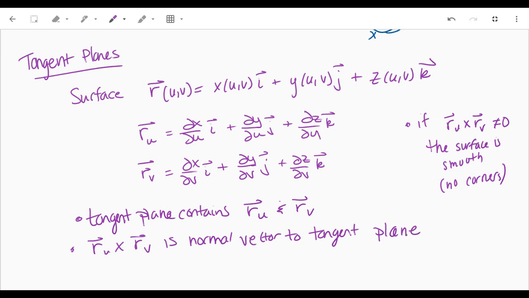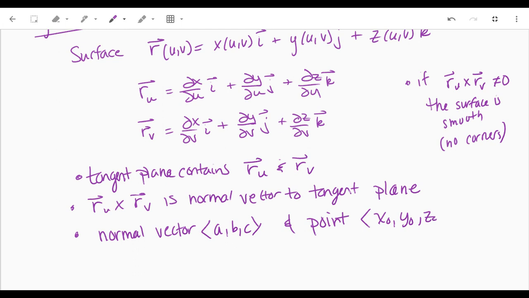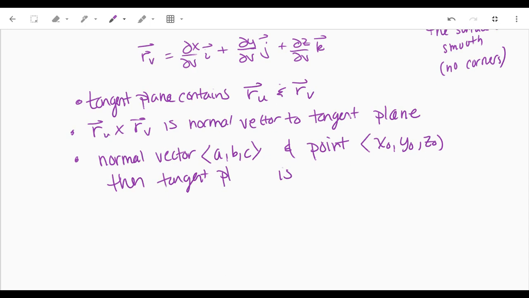And then remember your vector equations. The normal vector is ABC, and point x naught, y naught, z naught. Then the tangent plane is A times (x minus x naught) plus B times (y minus y naught) plus C times (z minus z naught) equals 0. Okay, and that's from chapter 10, but this equation is going to come up again.